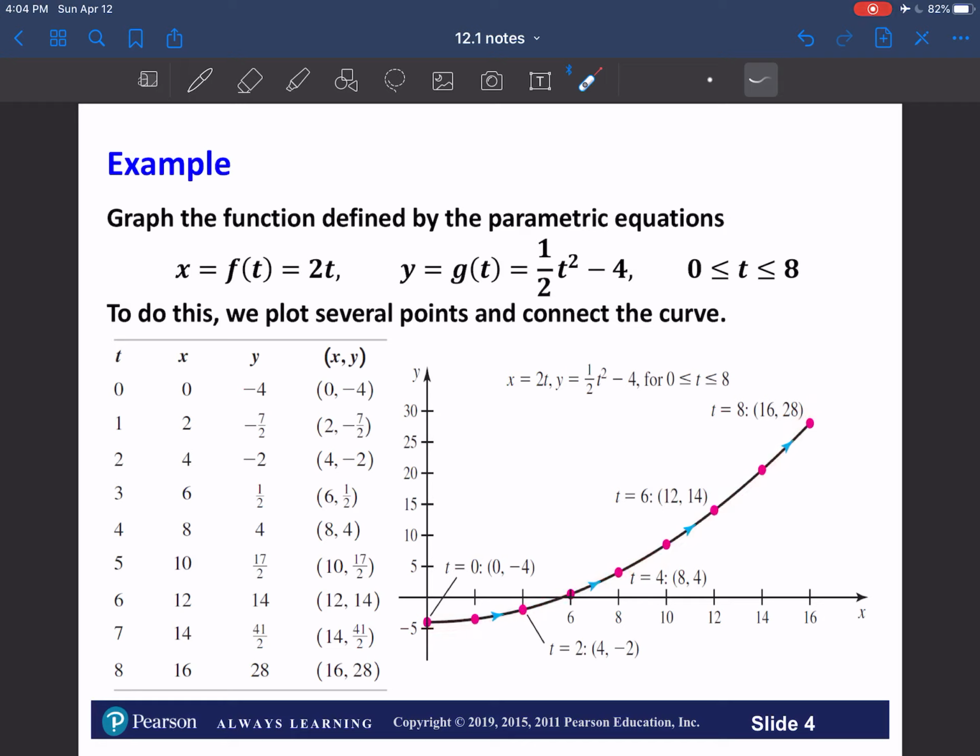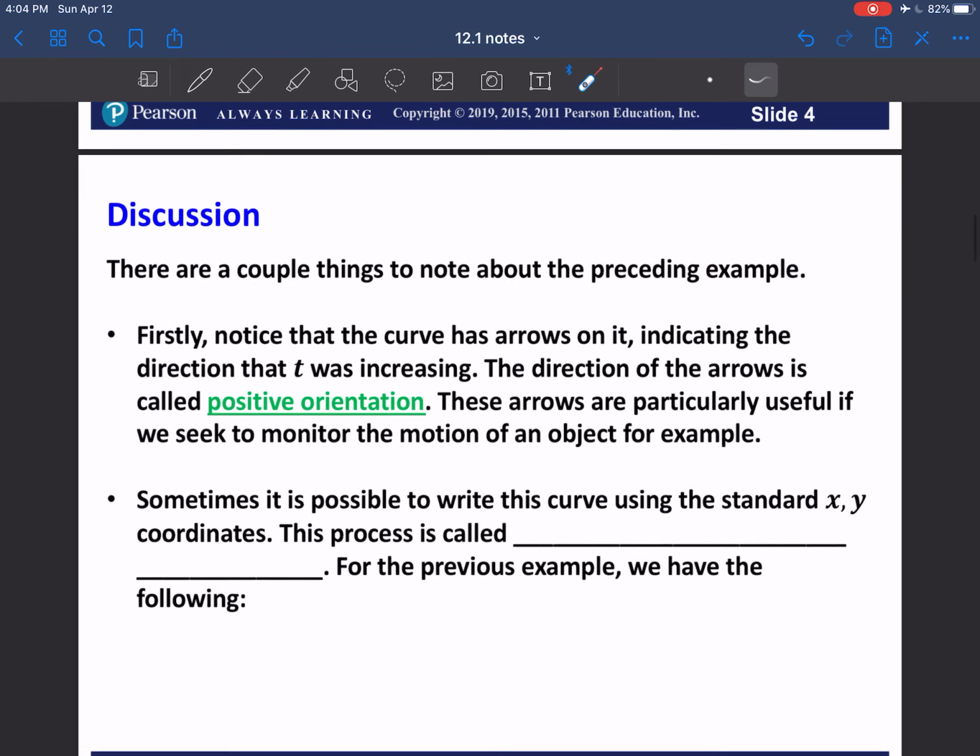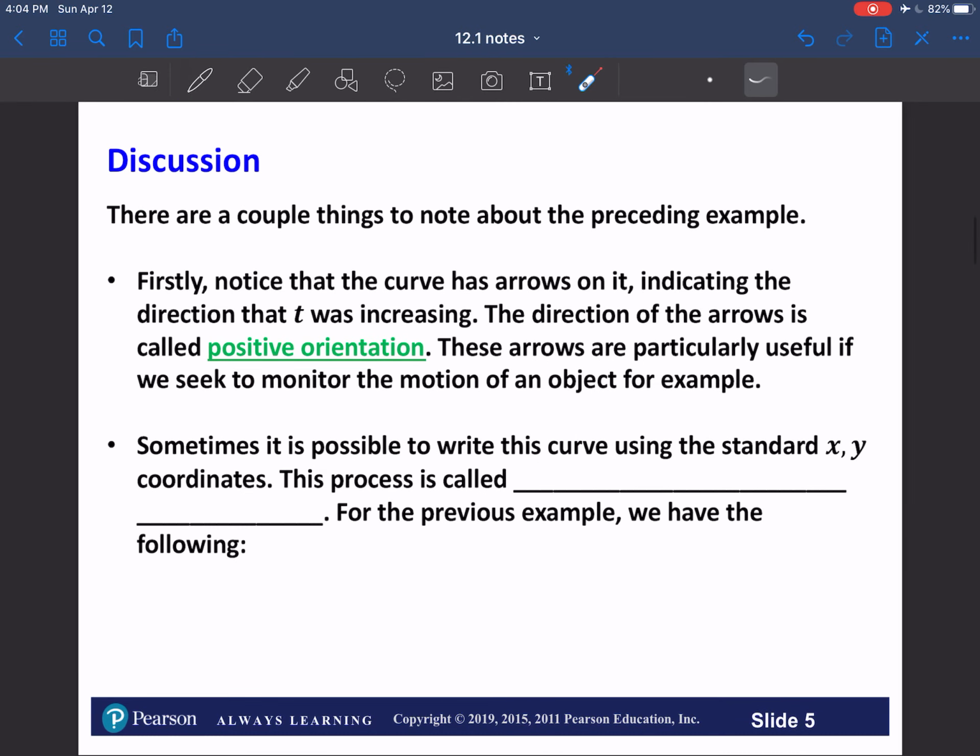So hopefully that makes sense. The basic idea is that t is the independent variable and x and y are the dependent variables. All right, so a quick discussion, a couple things that we want to make note of here.